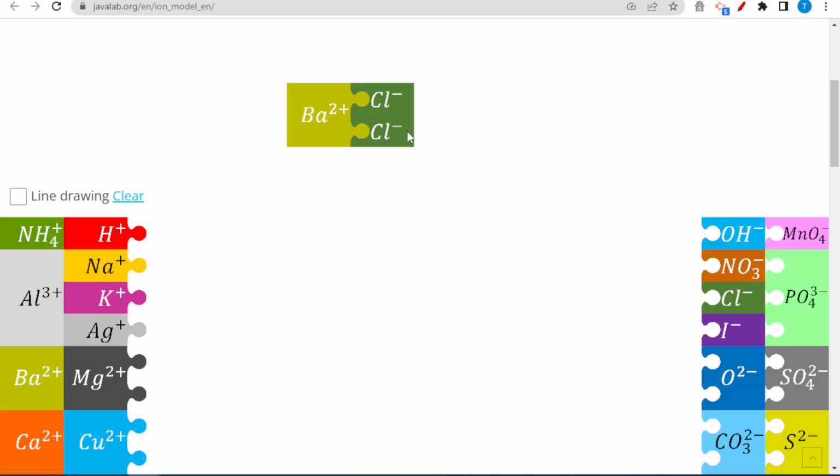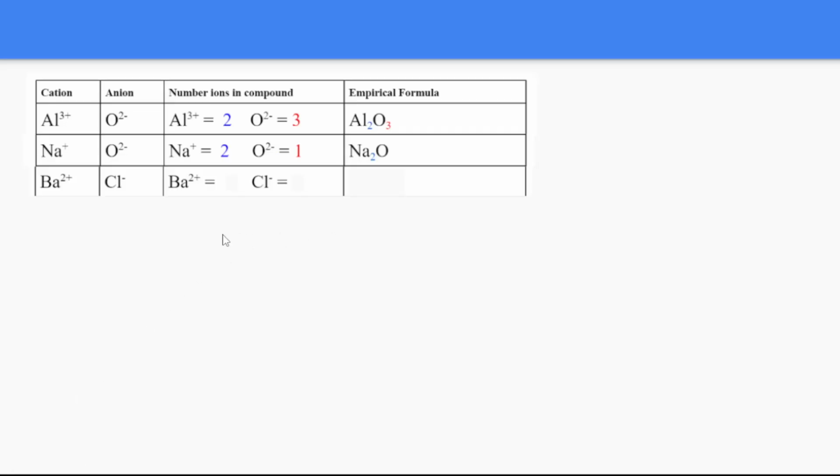So now you have 2 chlorides, 2 negative 1s, so that's an overall negative 2. So 2 minus 2 does equal 0. That's 1 barium and 2 chlorides. So again, we had 1 barium and 2 chlorides. So in the formula, there's 1 barium, 2 chlorides, BaCl2.